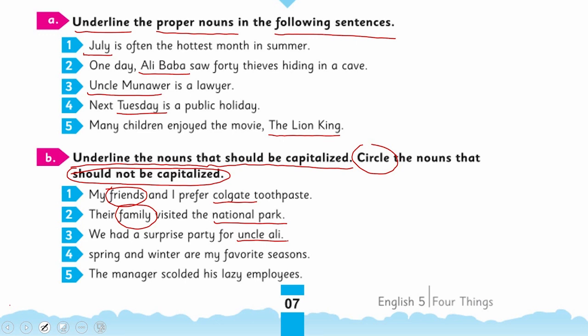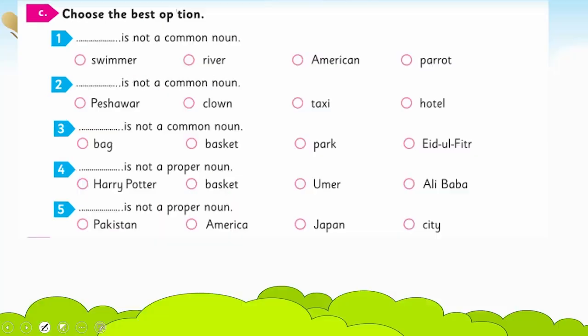Spring and winter are my favorite seasons. Here, spring, winter, both are common nouns, but the spring should be capitalized because the word spring is starting the sentence. So that is why S should be capitalized. The fifth one, the manager scolded his lazy employees. Here, the manager is what? The manager is common noun and employees is also a common noun.